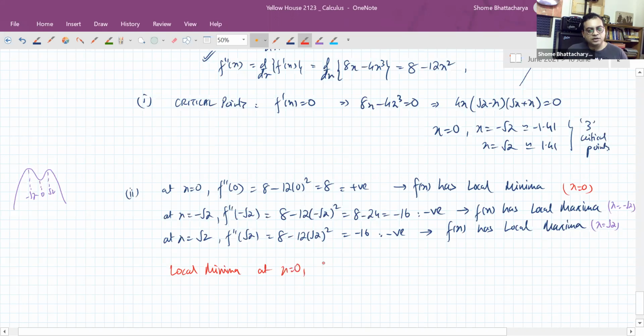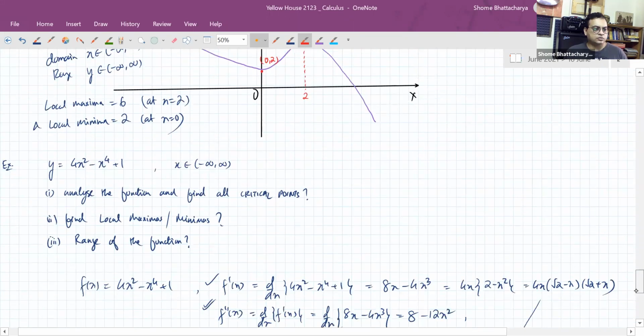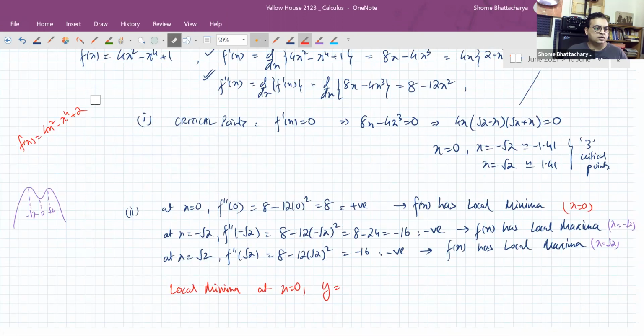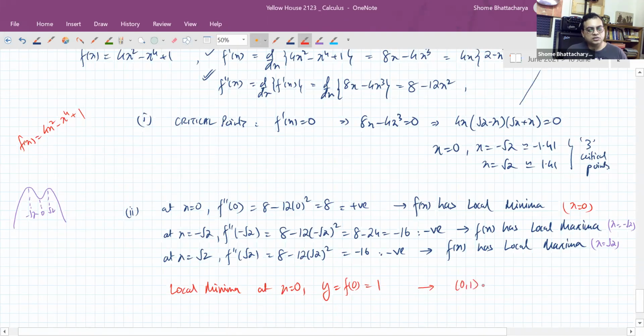at x equal to 0, the value of y becomes what? Now, what was the function? Remember, the function was 4x square minus x to the power 4 plus 1, my mistake. So this was the function. So it is f of 0. So that is 1. Okay. So 0 comma 1, this is the so-called dip point.